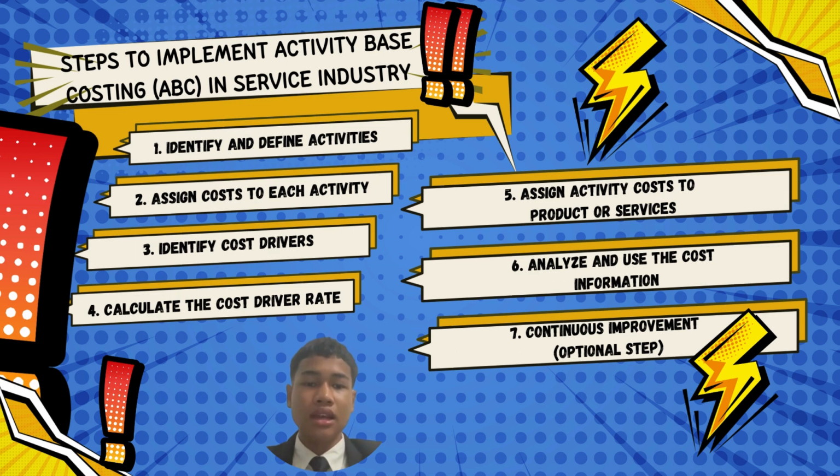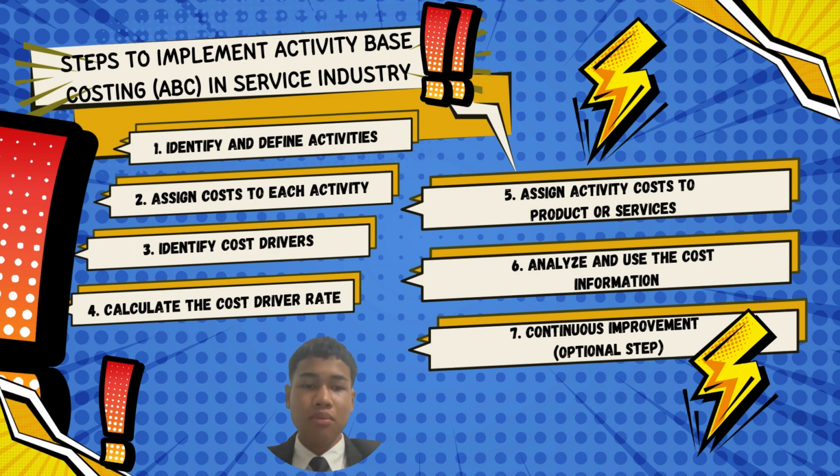Step 6 is analyze the result. After assigning cost, we study the result. We can see which services are more costly, which processes are not efficient, and where we can save money. This helps in planning, budgeting, and improving service quality.